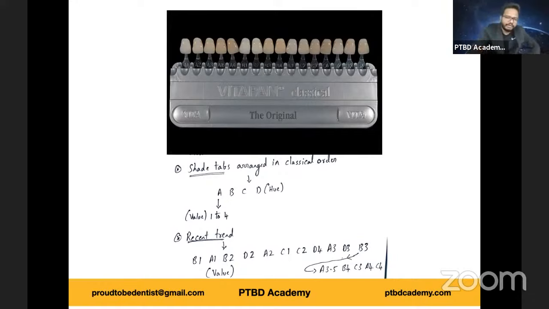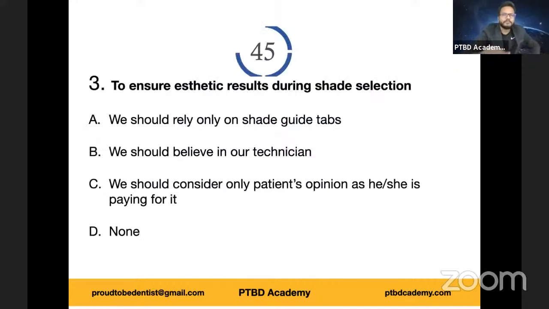Okay. Now let's move on to the next question. To ensure aesthetic results during shade selection, which of the following options do you think is more appropriate? We should rely only on shade guide tabs, as we have seen now. We should believe in our technician who actually uses an appropriate shade to make the desired processes. Or option C, we should consider only patient's opinion, as he or she is paying for the restoration or crown or inlay or onlay. Or option D, none. Which one do you think is more appropriate?